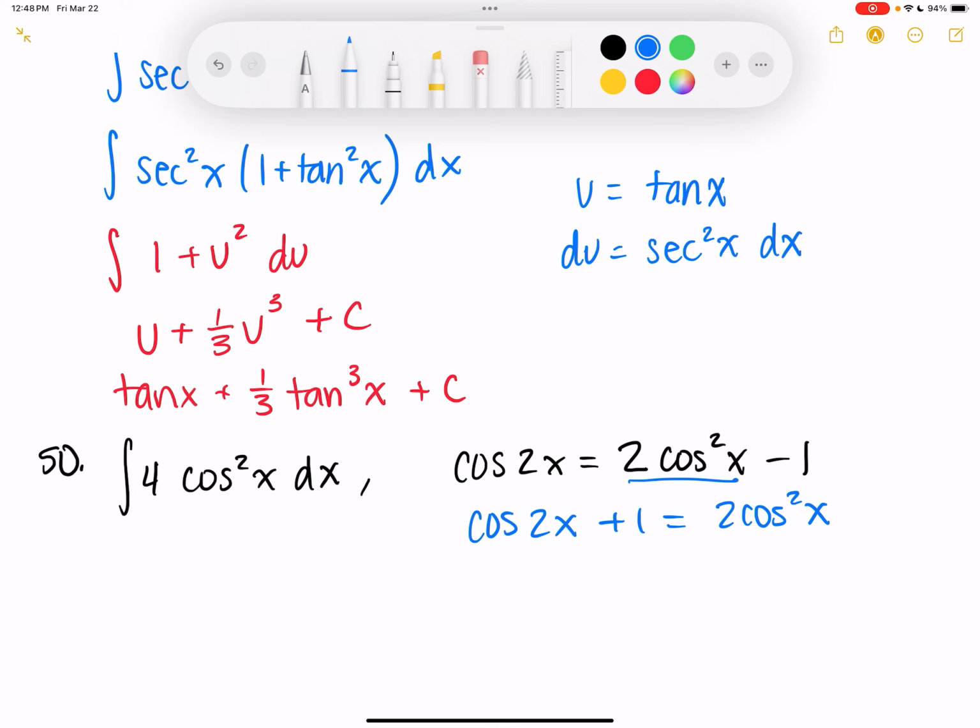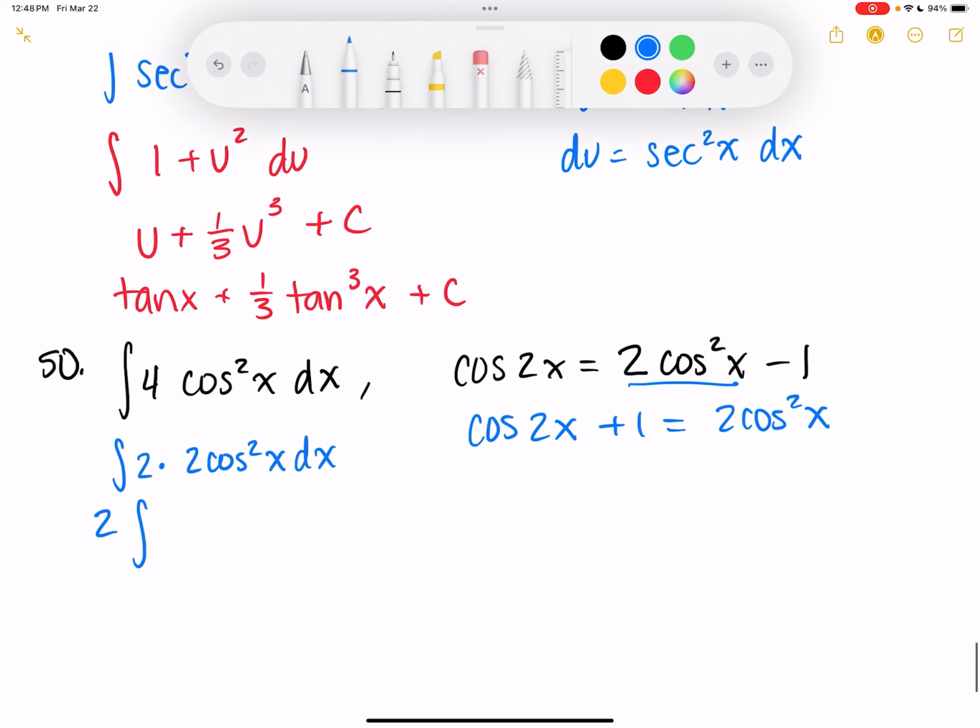I could rewrite this as the integral of 2 times 2 cosine squared of x dx, because that's the same thing, just written differently. Then I can take this 2 out front, and then I have the integral of 2 cosine, or well, I'm going to go ahead and rewrite that piece so I don't have to write it again. So I'm rewriting this piece here as this. So that's going to be cosine of 2x plus 1 dx.